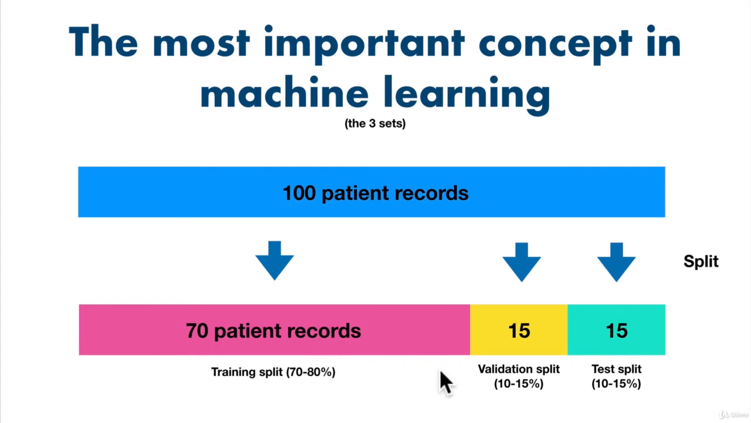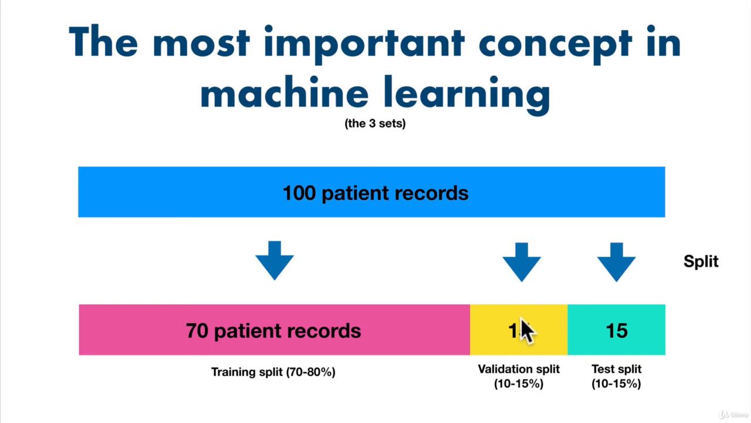Now, the percentages of each of these may vary, but standard practice is usually around 70 to 80% for training, 10 to 15% for validation, and 10 to 15% for test. You may see in some examples that some data sets only get split into training and test, but that's a case by case scenario. Usually you'll have 3 different sets.